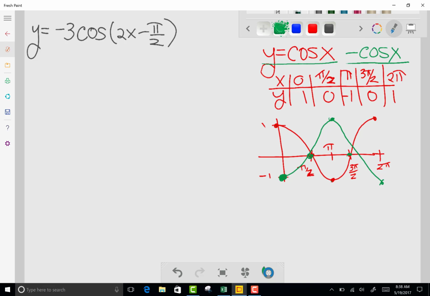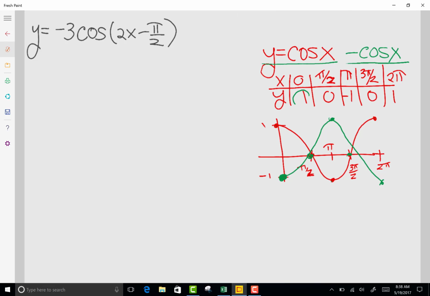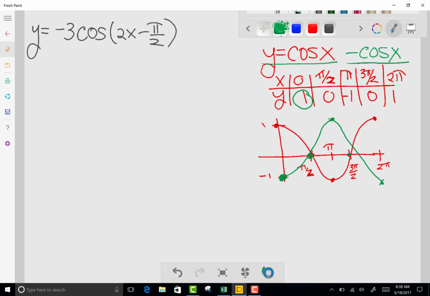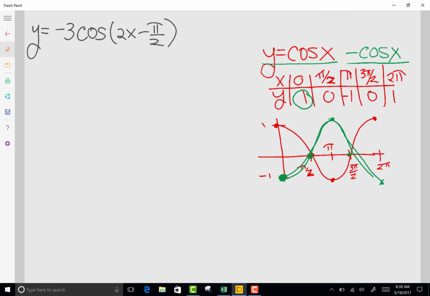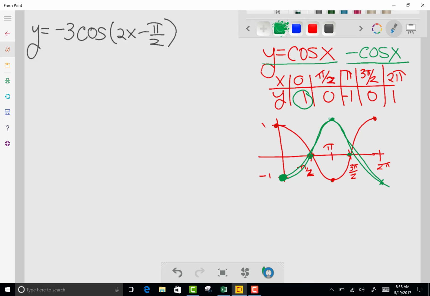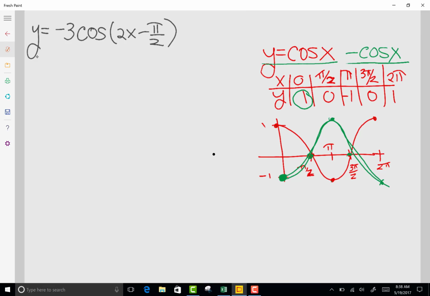It's going to look like this because it's been flipped over the x-axis. So when we come up with our key points for the translated function, what that means is instead of having a maximum point to start off with, we're going to start off with our minimum point because it's been flipped. Okay, so we need to find our amplitude.